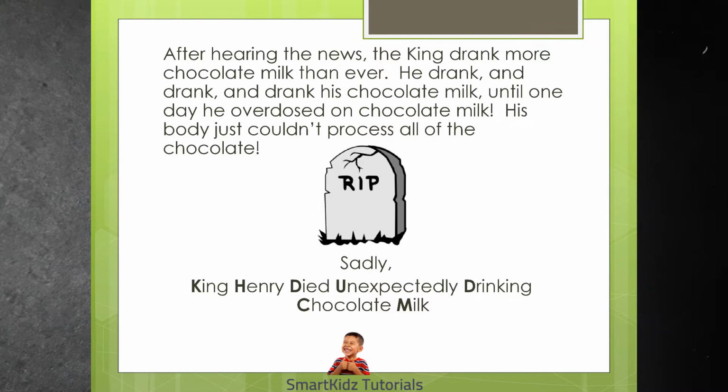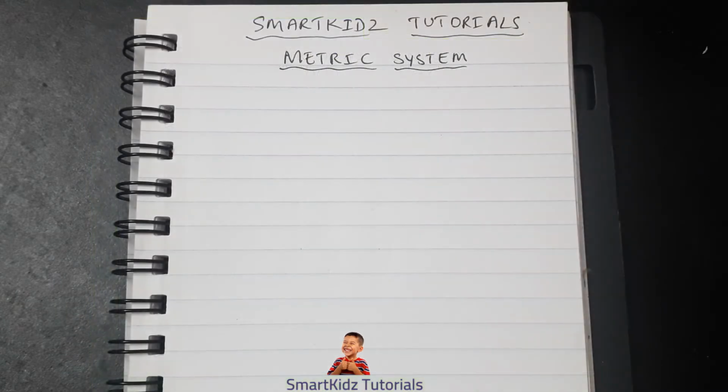Now, that doesn't mean that this is an excuse for you not to have chocolate milk if your mother gives you chocolate milk. It was not the same with King Henry. He just loved chocolate milk and he wanted to have too much, because of which he got an overdose and he died. Now, what has that got to do with our metric system? In our metric system, we use King Henry's death as a way to remember it. And I'll show you how we do that.